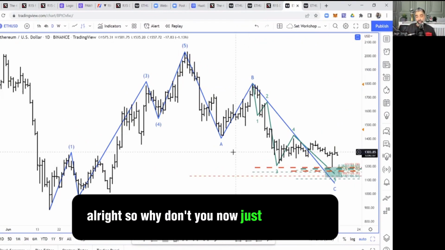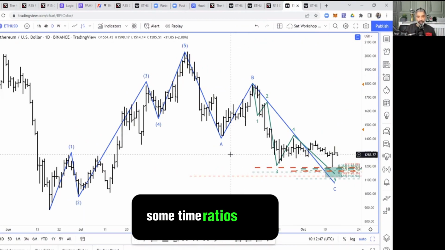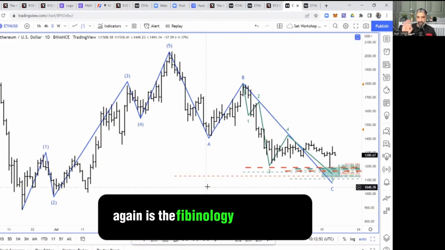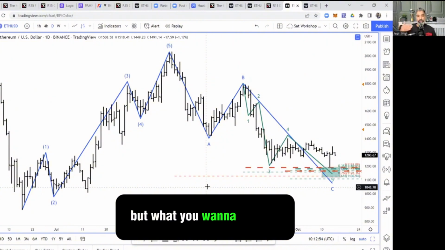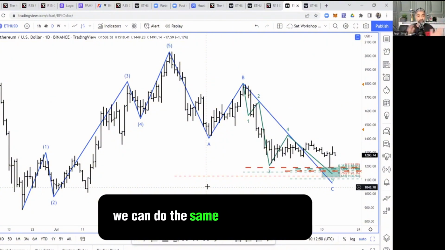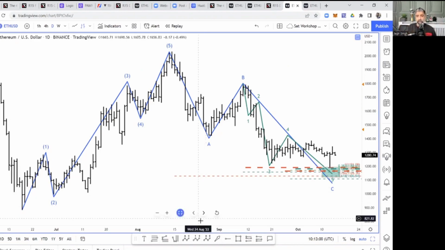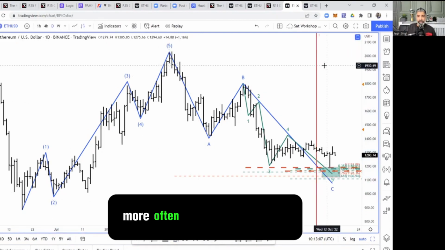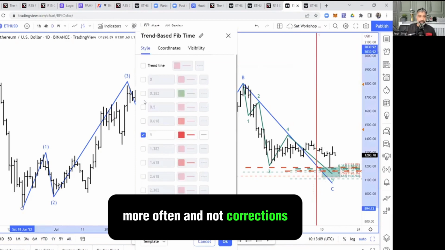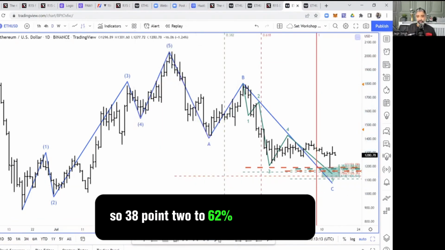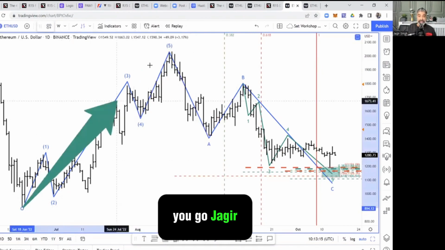All right, so I wanted to now just touch upon some time ratios, right? So time, we have the, again, the Fibonacci time course, but what you want to know is as we can measure price ratios, we can do the same for time ratios. More often than not, again, this is a bit detailed, but it's really relevant. More often than not, corrections end between 38.2 to 62% retracement. You go, speak English to me, please.